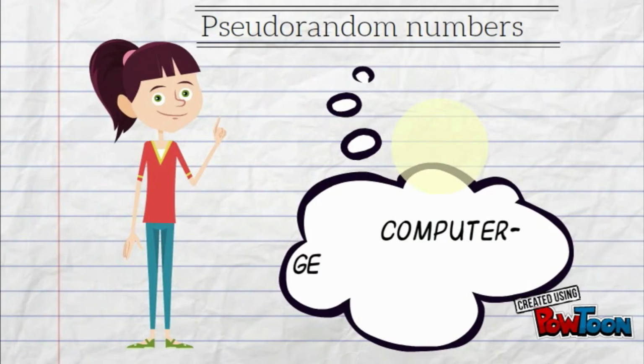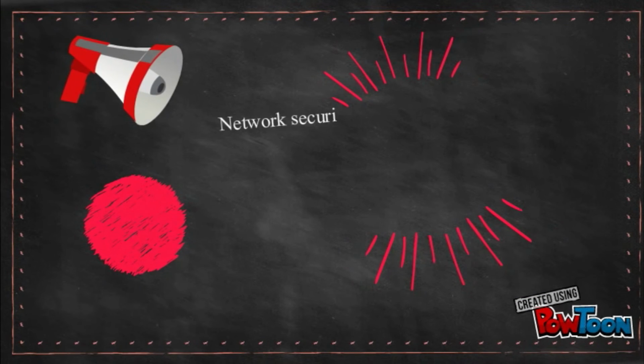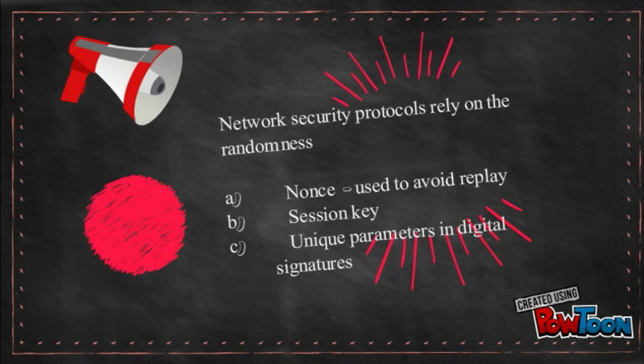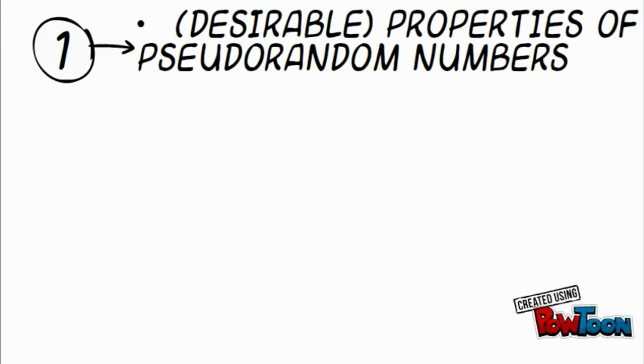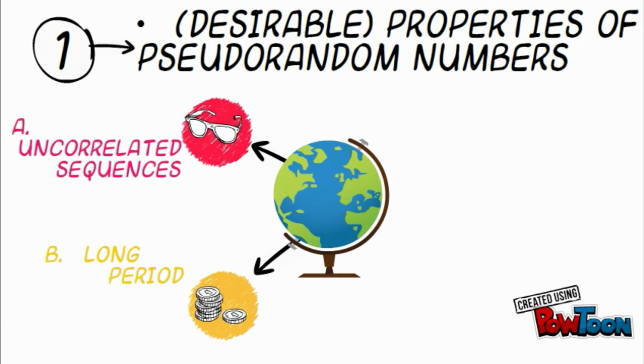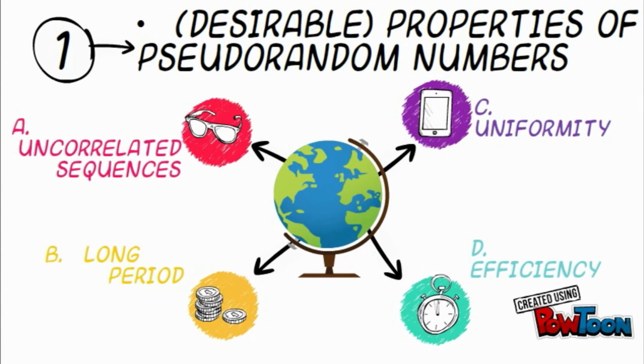What are pseudo-random numbers? They are computer-generated random numbers. Pseudo-random numbers are used in networks. Security protocols rely on randomness, such as a nonce used to avoid replay, session keys, and unique parameters in digital signatures. Desirable properties of pseudo-random numbers: uncorrelated sequences, long period, uniformity, and lastly, efficiency.